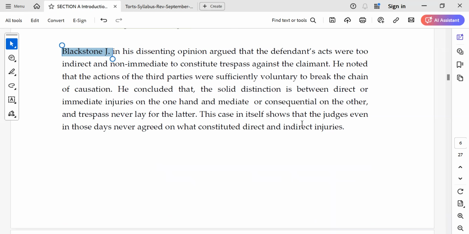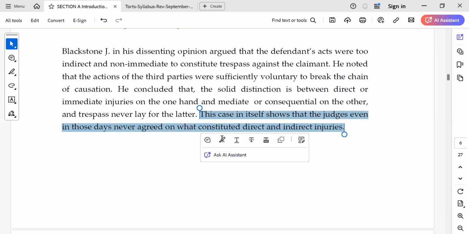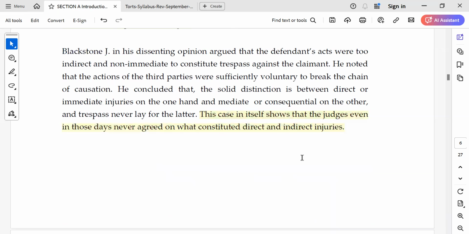This case in itself shows that the judges even in those days never agreed on what constituted direct and indirect. So basically, long back also there was no consensus among the judges saying that this is direct and this is indirect. So even if you get confused by it, it's fine, because the judges in the olden days also were not so clear.